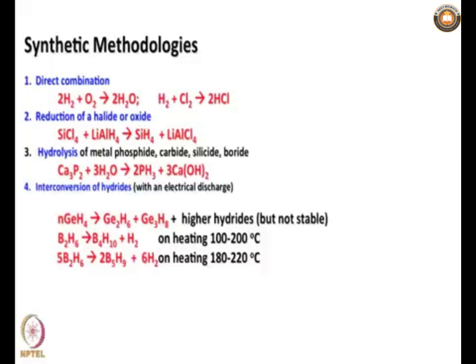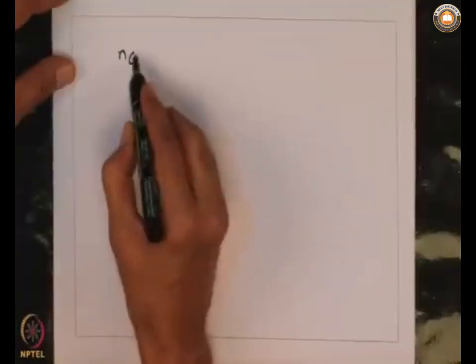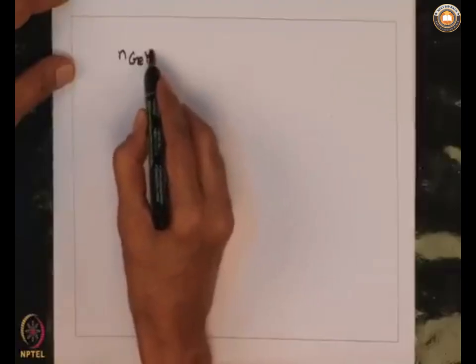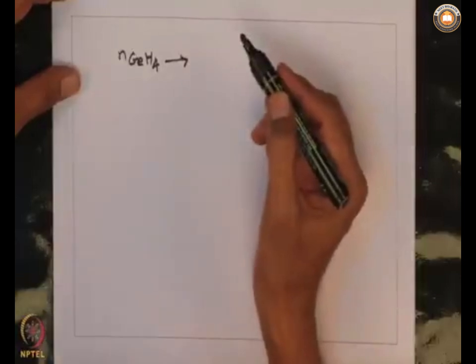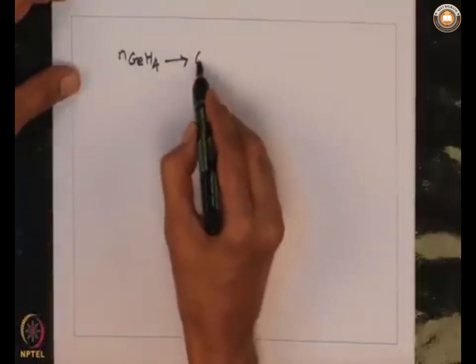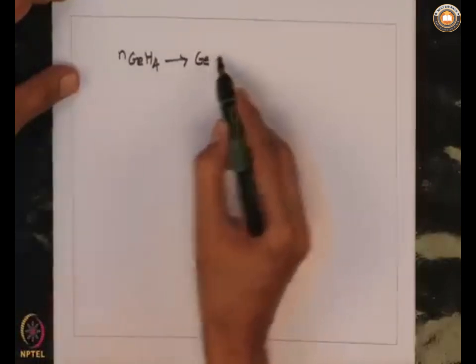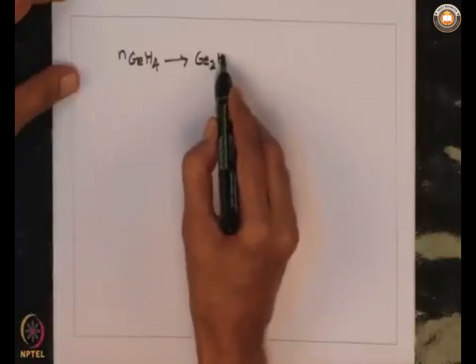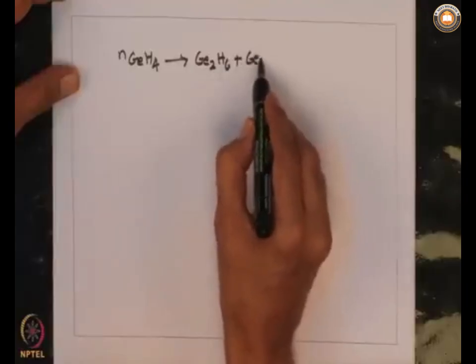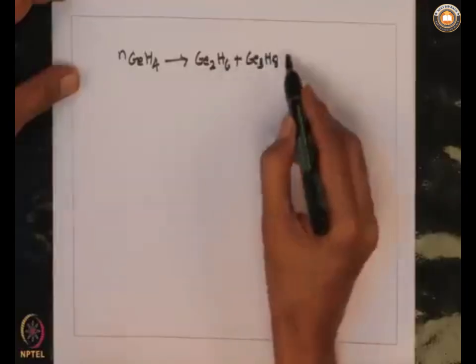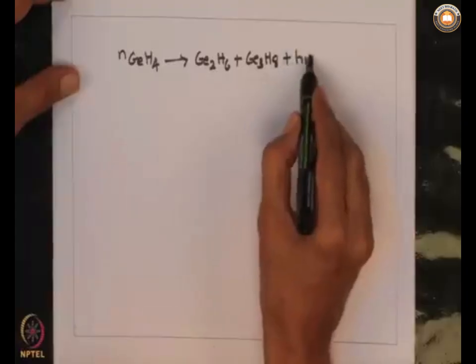So interconversion of hydrides also leads to the formation of several other hydrides. Let us look into a few examples here. Germanium hydride, when it is heated, gives higher analogues such as Ge2H6, similar to ethane, and Ge3H8, similar to propane, plus higher hydrides.